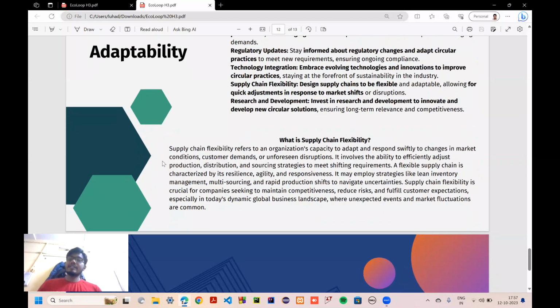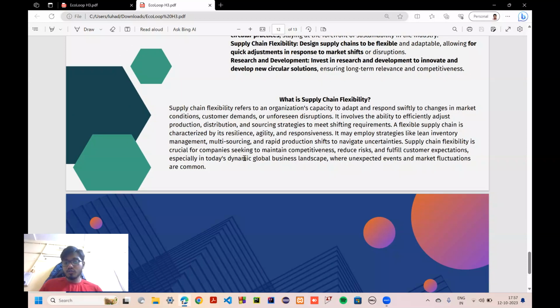And what is supply chain flexibility? Supply chain flexibility refers to an organization's capacity to adapt and respond swiftly to changes in market conditions, customer demands, or unforeseen disruptions. It involves the ability to efficiently adjust production, distribution, and sourcing strategies to meet shifting requirements. A flexible supply chain is characterized by resilience, agility, and responsiveness.